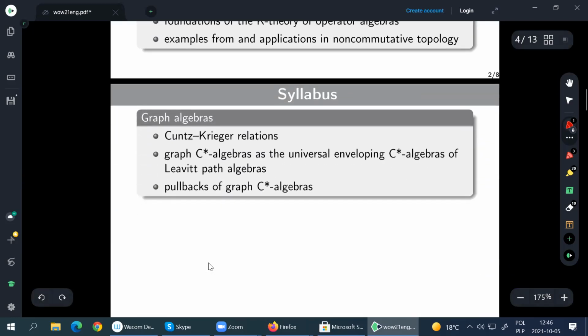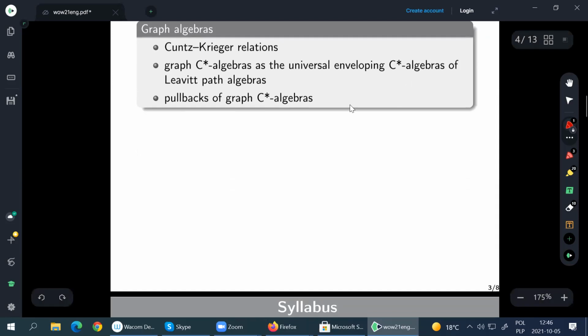Now, more precisely, what is in the syllabus? We will do the famous Cuntz-Krieger relations, which turn a path algebra into a Leavitt path algebra and then into the graph C*-algebra. And one of the things I want to insist on, I want to introduce graph C*-algebras as the universal enveloping C*-algebras of Leavitt path algebras. That's not the usual way. That's not the way Cuntz and Krieger or Raeburn and Szymański were doing this.